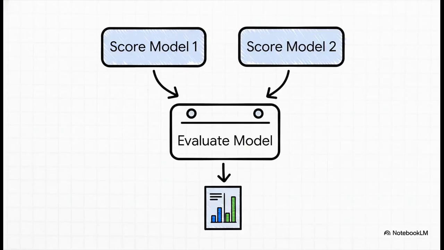The Evaluate Model module actually has two little slots on the top. You just drag a line from each of your scored models into that one module, and boom, you get a beautiful side-by-side report comparing both of them on all the key metrics.